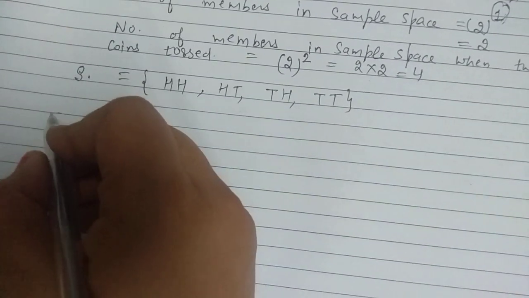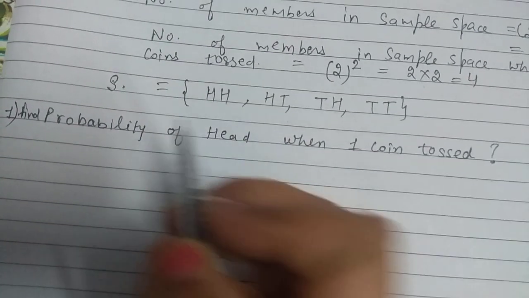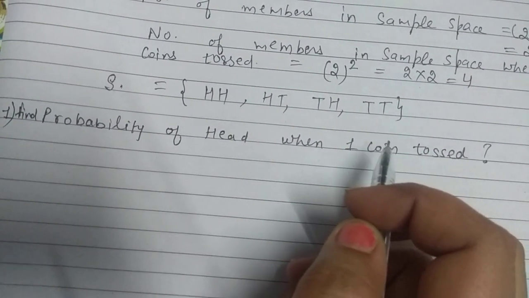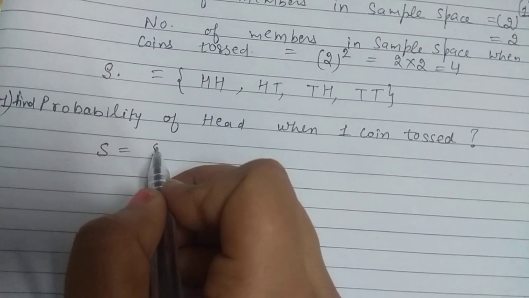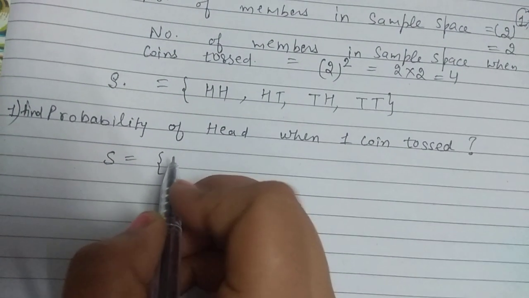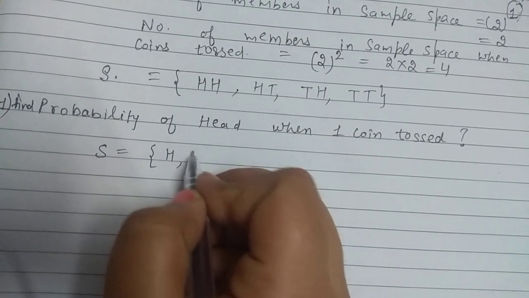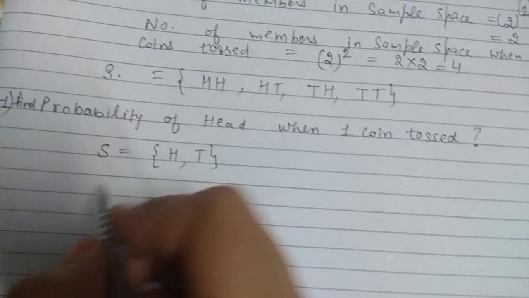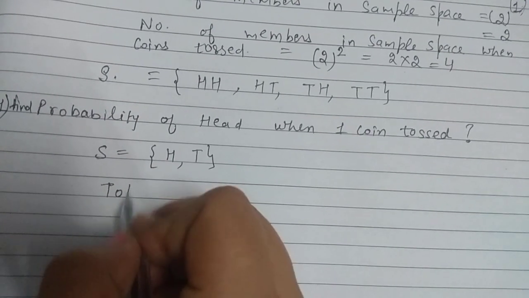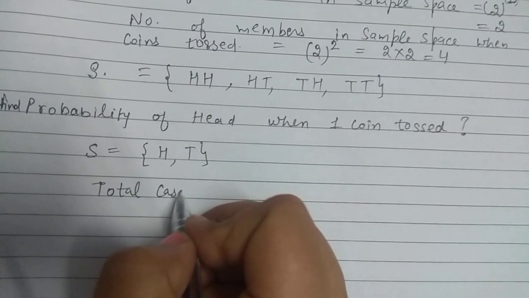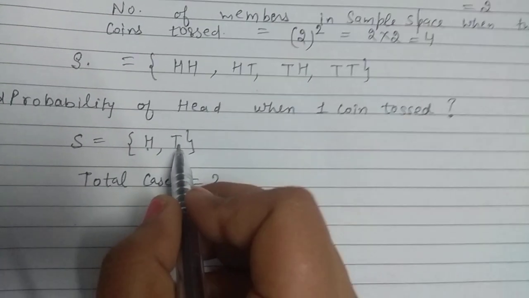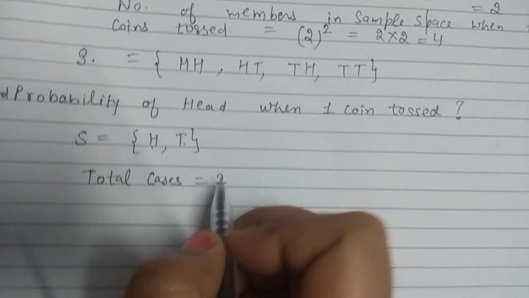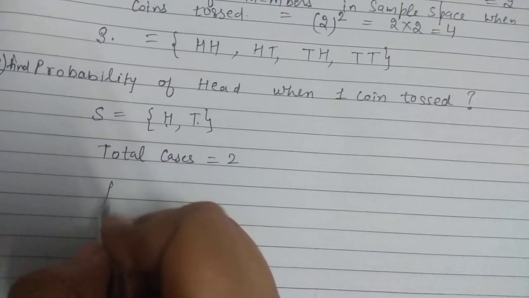Now we have to solve questions on the basis of coins. The first question is: find the probability of head when 1 coin is tossed. First we have to write the sample space of 1 coin tossed. As we know, the sample space starts with curly braces. When we toss 1 coin, we get head, comma, tail. So total cases are 2. Why 2? Because we count the number of members in the sample space.